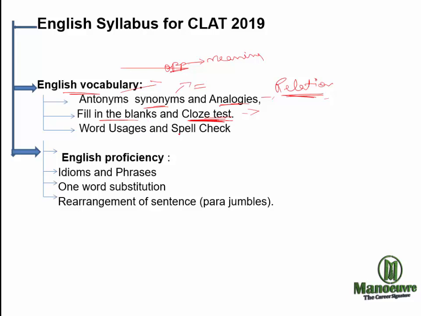Now word usage and spell check. In word usage, we have to use the right word. In spell check, if you take the word professor, the real spelling is this. But they might give you other forms of the spelling to confuse you. So you have to tick the mark which is the correct option.